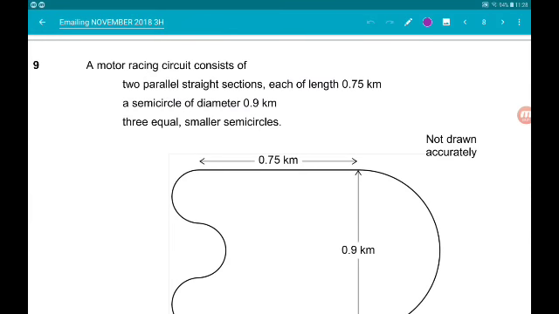Okay, question 9. Now I know everybody loves this question. It's what I've done with all of my minions. So let's go through it.